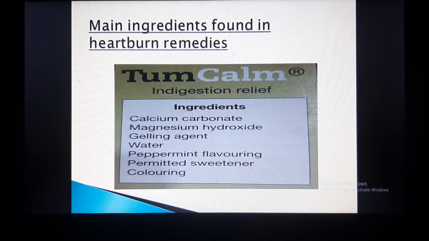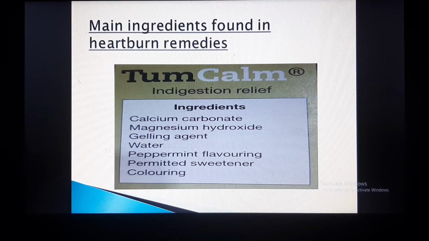That is calcium carbonate, magnesium hydroxide, gelling agent, water, peppermint flavoring, permitted sweetener and coloring. We want the sweetener because when the alkali is added, it is not good in taste. It is bitter. We already learned that alkalis are bitter. That's why, to prevent this bitter taste, they are adding some sweetness also. And to make it attractive, they are adding the coloring.